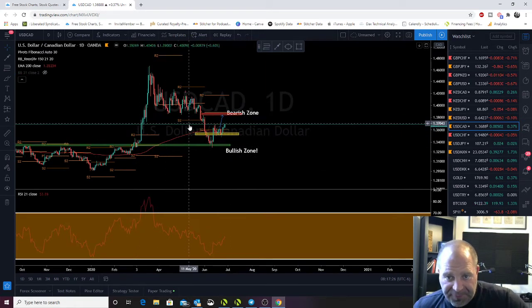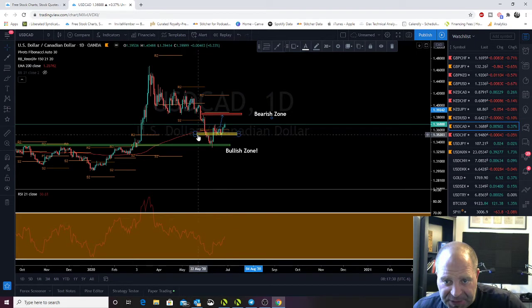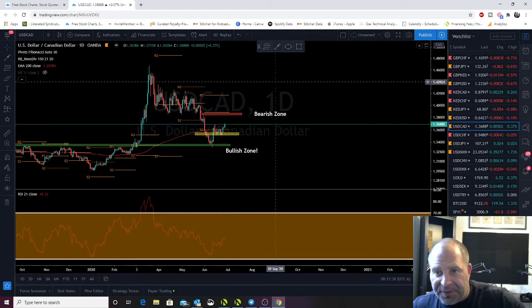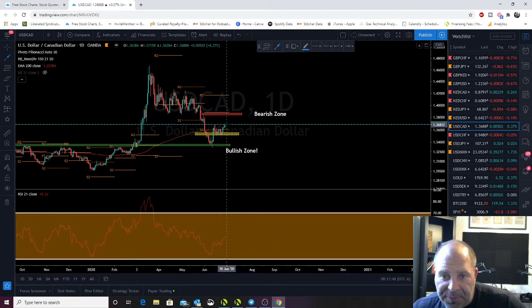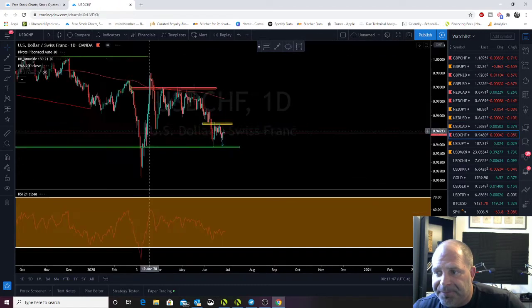USD CAD finally making the break up. We're not in this trade, but I will be a seller if we get all the way up to this missed pivot. But I think this is the obvious target unless we bust new highs. You look for a good entry and play this pair up to that pivot.